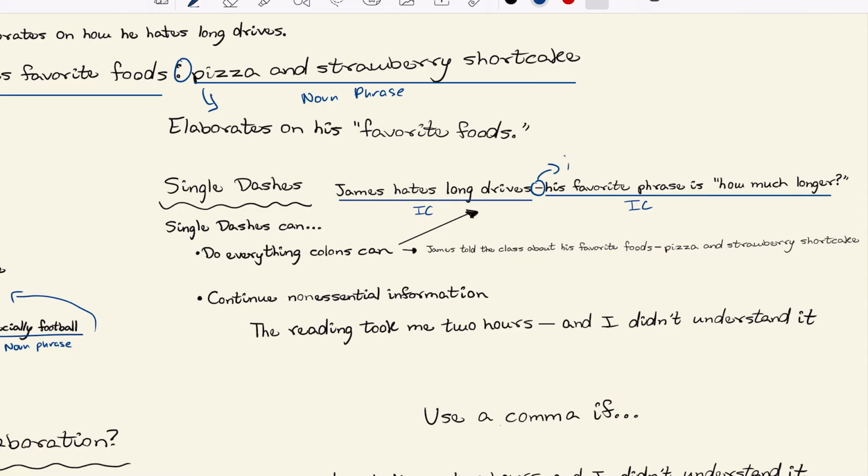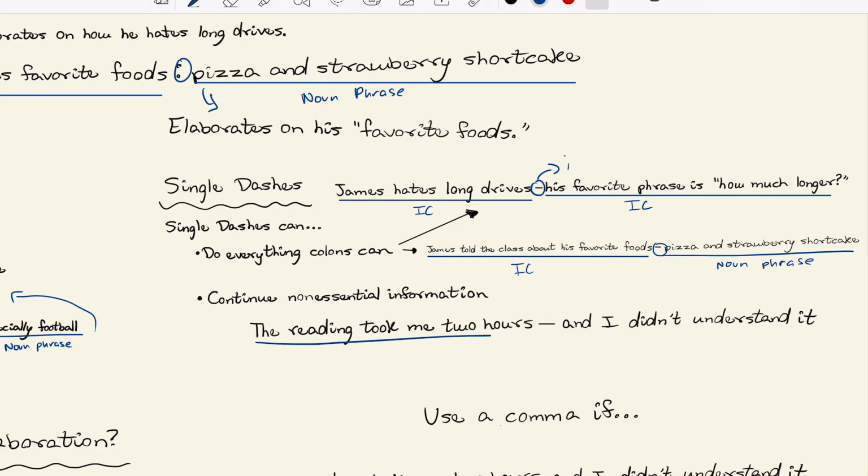And same goes for the second sentence. James told the class about his favorite foods, pizza and strawberry shortcake. Where James told the class about his favorite foods is the independent clause, and pizza and strawberry shortcake is the noun phrase. It can be separated with a single dash.